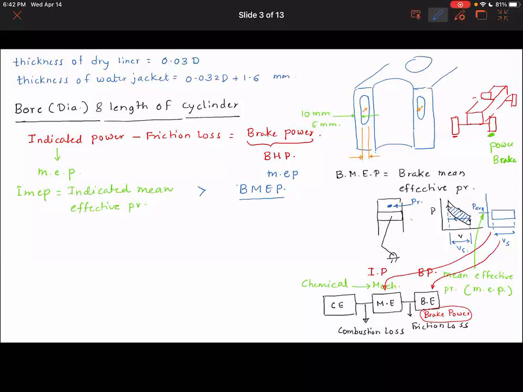Now, here is an interesting question for us to think about. We talk about this indicated mean effective pressure or brake mean effective pressure. This is sort of an average pressure that is calculated, that is acting in the cycle.